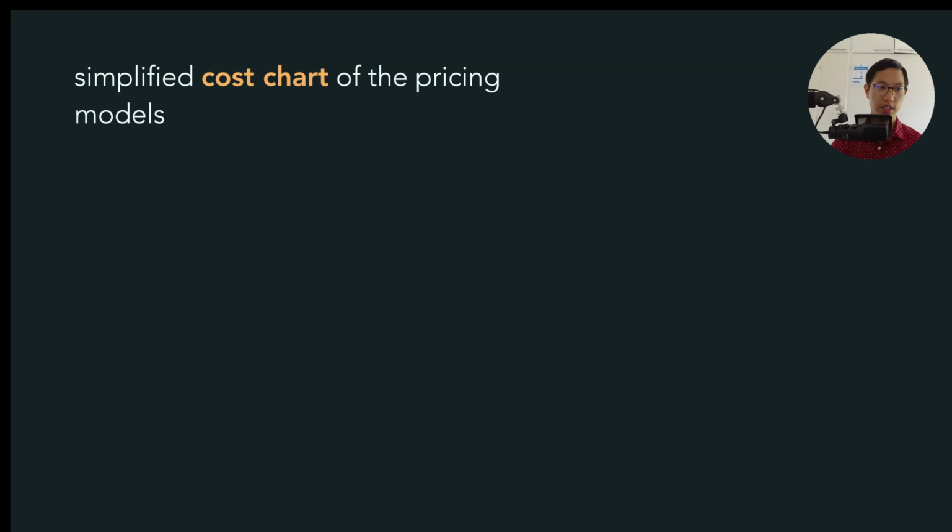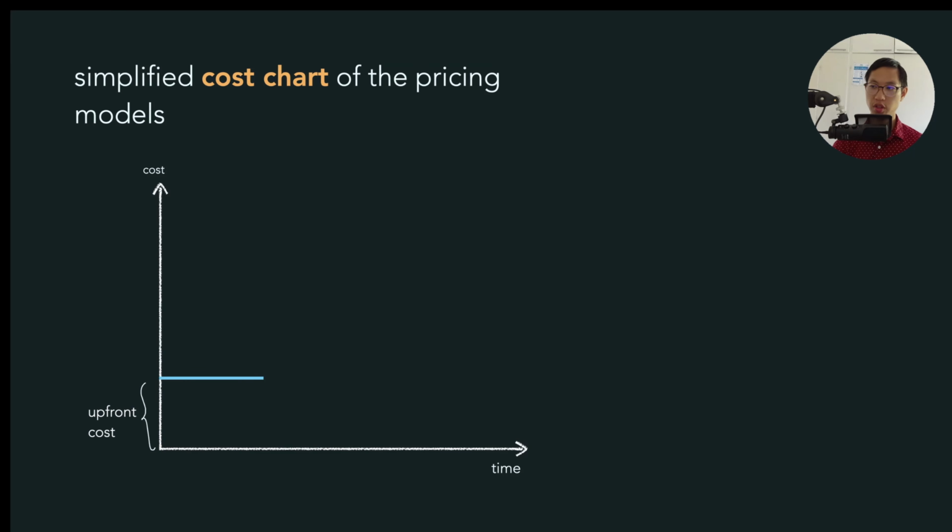Okay, so simplified cost chart of the pricing models. So you have cost and you have time. So the upfront costs, this is the capital expenditure. When you're buying your service, you pay this much. And when you're scaling, you increase the cost, right? It's suddenly like you buy one more server and then it costs this much more. And when it's time to scale again, so this is the scaling cost, then it costs this much. So this is capital expenditure.